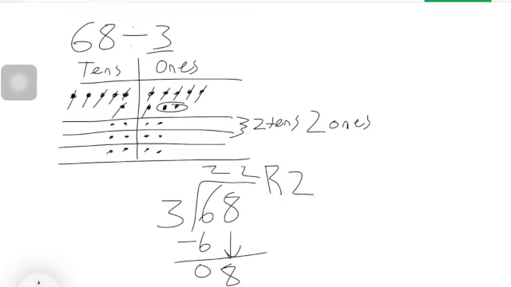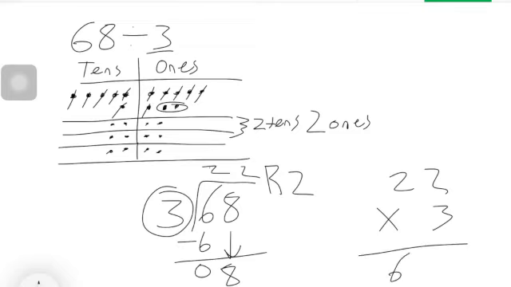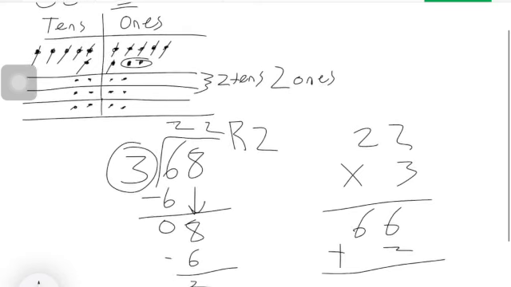And you can always check your work, guys. If I multiply the number outside the bracket there, my divisor, times the quotient, our quotient is 22. 22 times 3 is 66. Plus the remainder, which is 2, I get 68, which is what the dividend was.